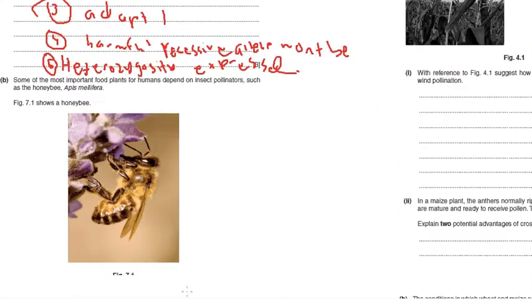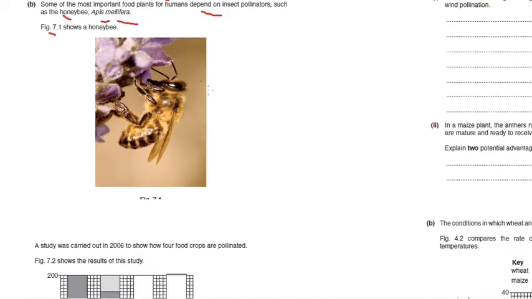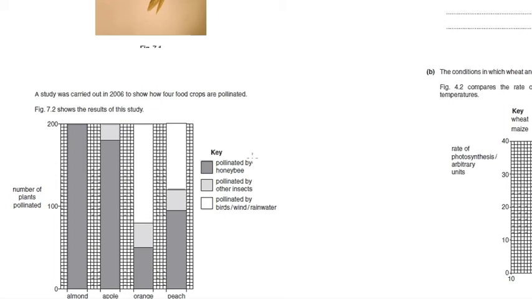Then we have the next thing, which is that some of the most important food plants for humans depend on insect pollinators, such as the honeybee, Apis mellifera. Figure 7.1 shows the honeybee. Now we have a graph, and normally this kind of question requires you to relax and try to figure out what is there in the graph. A study was carried out in 2006 to show how our food crops are pollinated. The figure shows the results of this study: pollinated by honeybee, by other insects, by wind and rainwater.